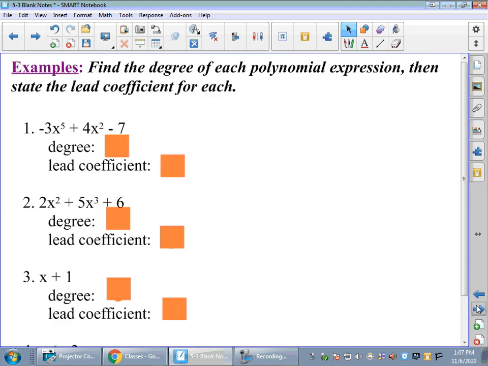All right, so some of the terminology here. If we have a degree, we're just going to give you a bunch of these polynomials. So this is a quintic. All right, so we can name it. This is a quintic.